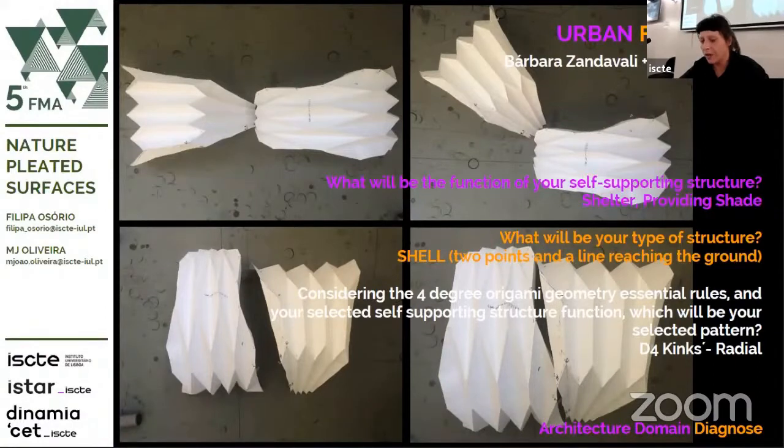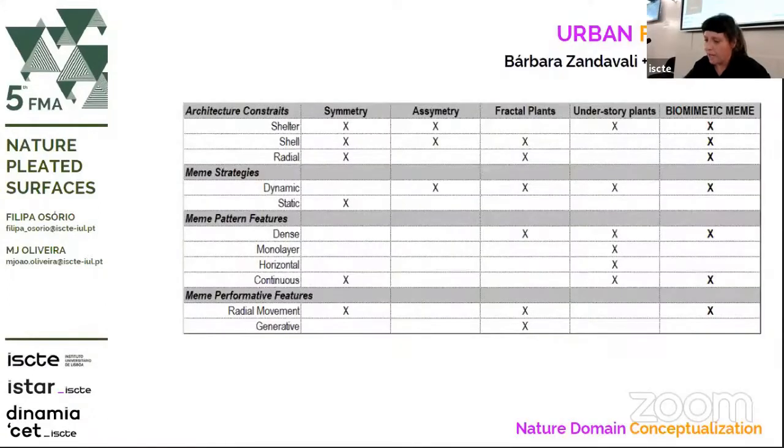So the goal of this project specifically was to produce a shelter, and this shelter has to provide shade. And then we have what kind of structure they want. So they actually want a shell, a self-supported shell that could provide these two functionalities. And then they had the selection of the pattern from the origami. They chose the D4 kings in the radial mode. This was their construction of the biomem.